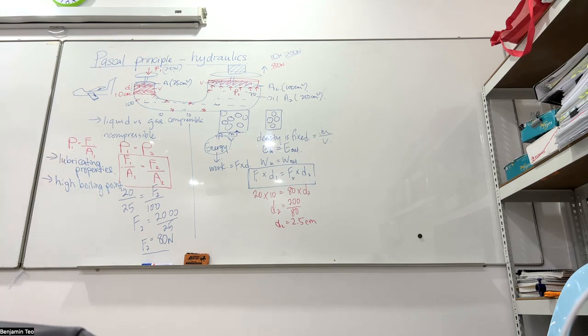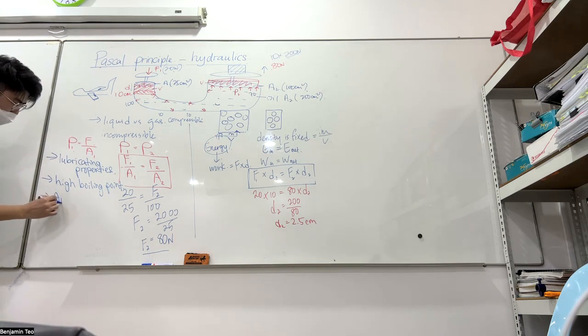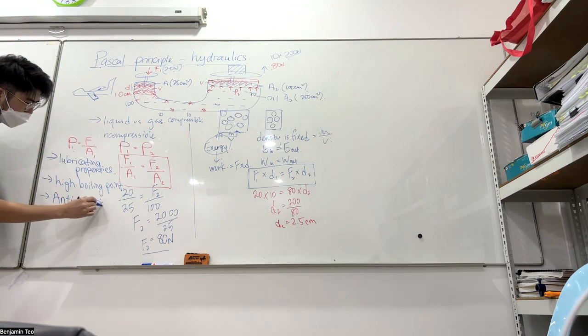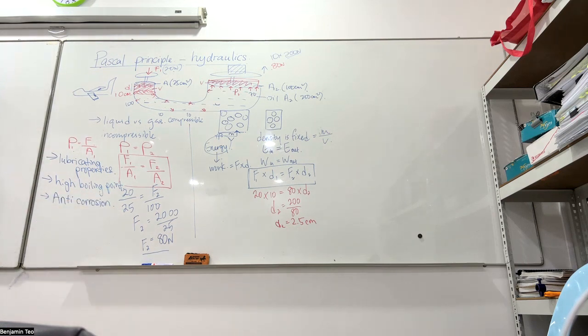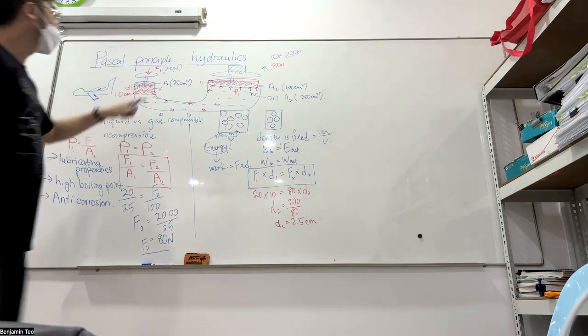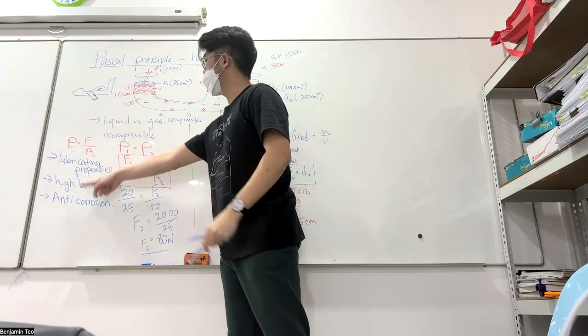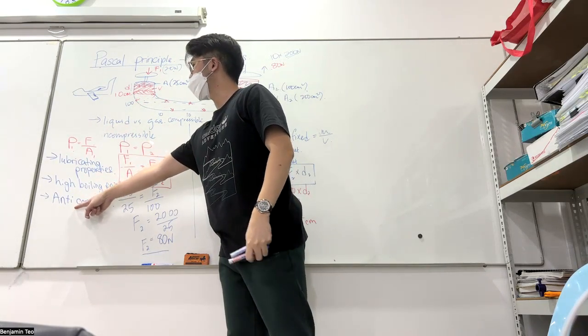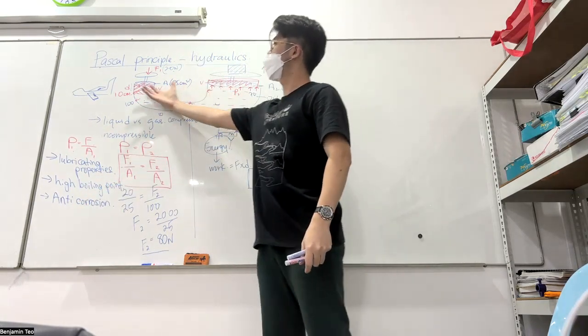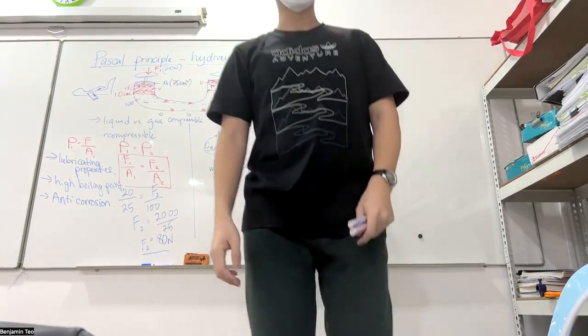Second one, okay, lubricating properties, high boiling point, and also anti-corrosion. Water has oxygen, can corrode, can make the hydraulics rust. So again, oil has one more property, anti-corrosion. It just fits perfectly for the conditions of the hydraulics.